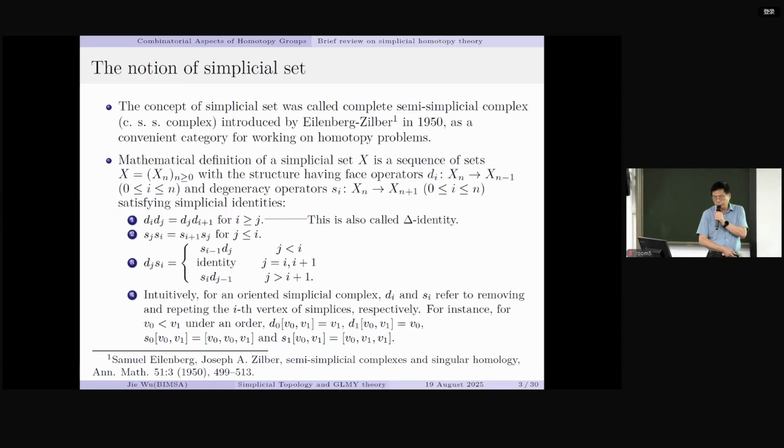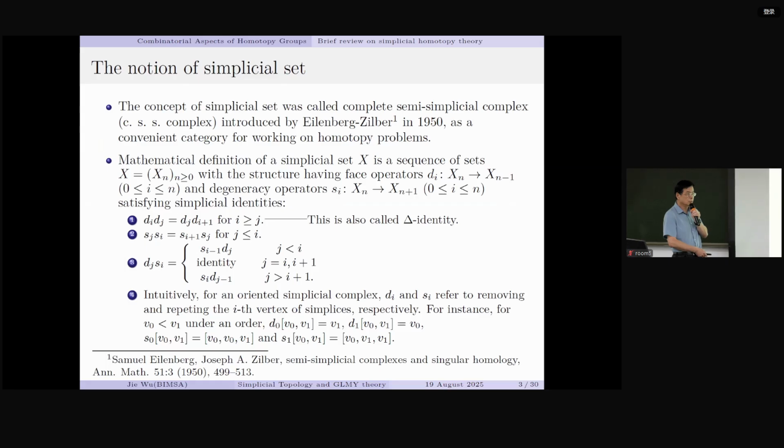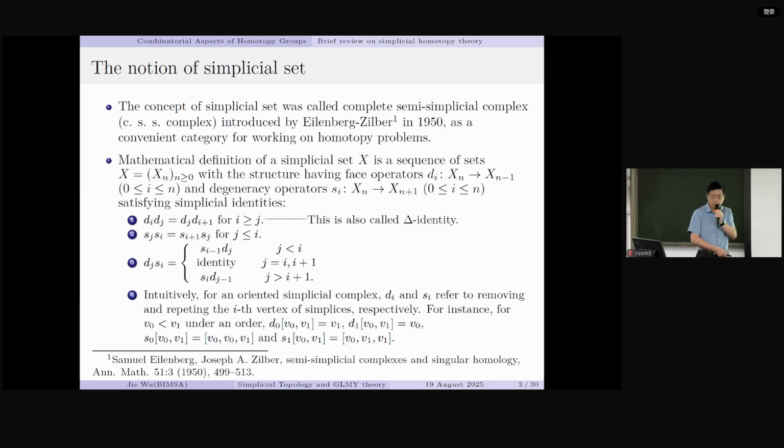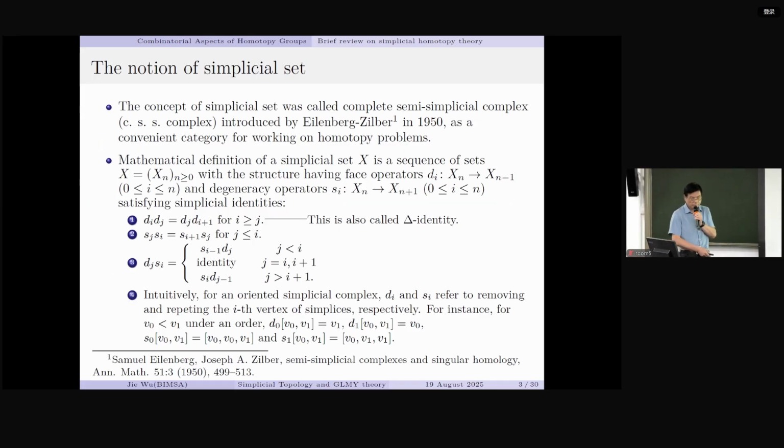The important notion of this simplicial theory is called simplicial set, which you can think of as a generalization of simplicial complex introduced in 1950. The purpose of this notion of simplicial set is to serve as a convenient category for solving problems in homotopy. Simplicial complex is very good for solving homology theory, but simplicial set can be used to solve homotopy problems.